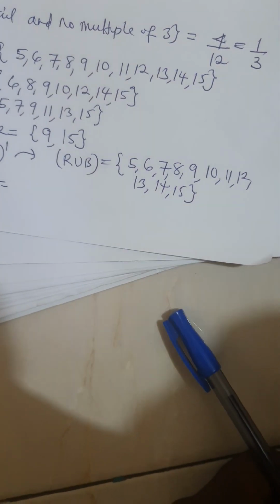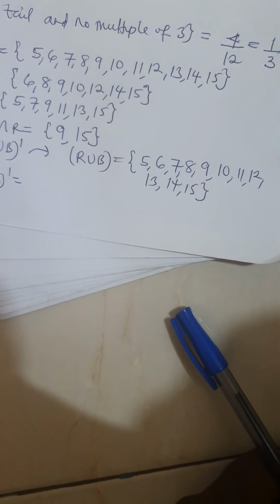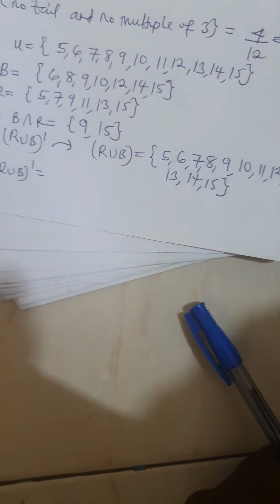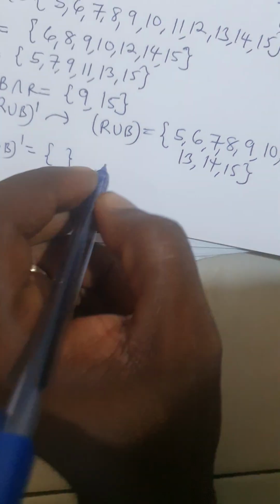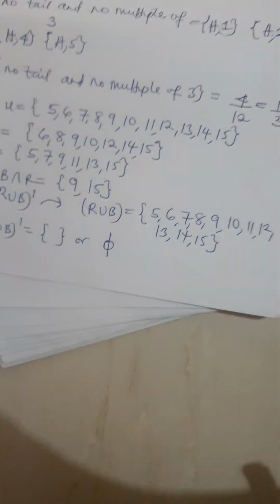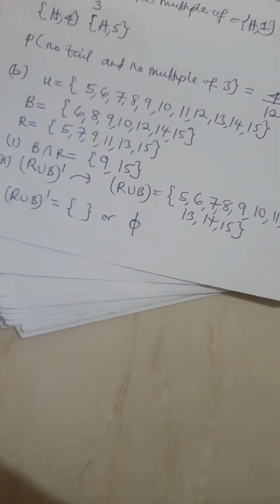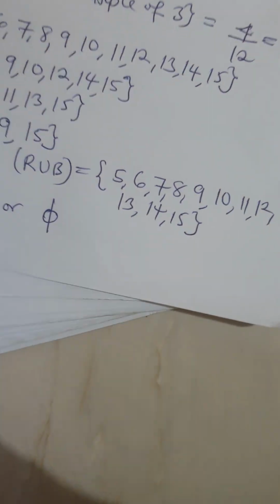Now we are going to look at R union B complement: elements which are not in R union B but are in U. If you watch carefully, all the elements in U are also in R union B. There is none left. So that particular answer is going to be an empty set, or you can also use the null set, and both will work as the result.